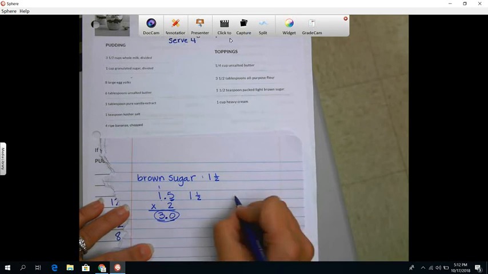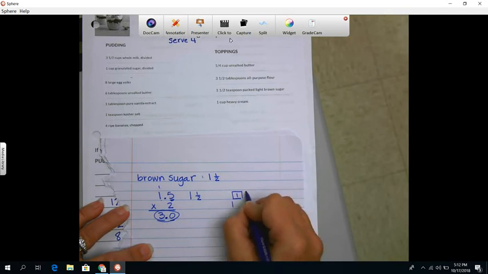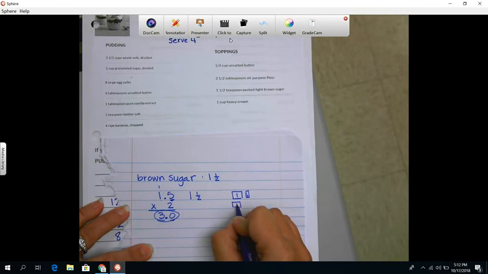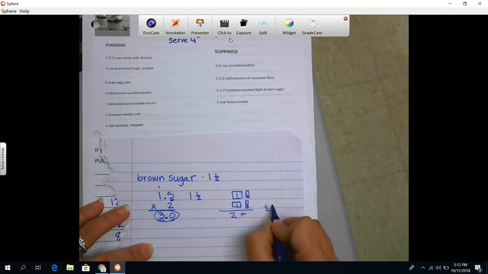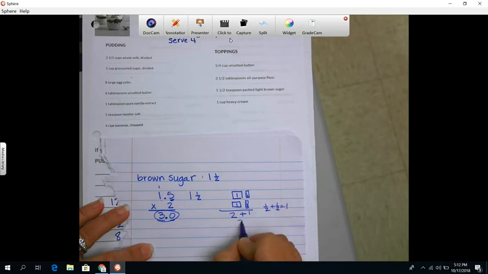Right here, I could draw a picture. 1 whole plus my half, double it, 1 whole plus my half, and that would give me 2 whole, plus I know that 1/2 and 1/2 make a whole, so 2 plus 1 is 3.